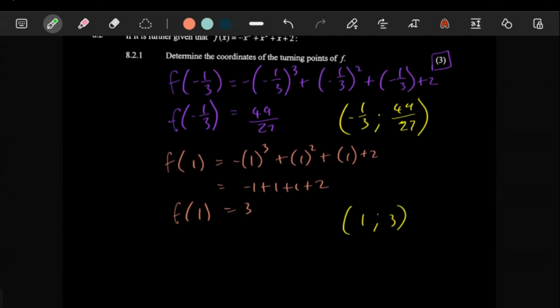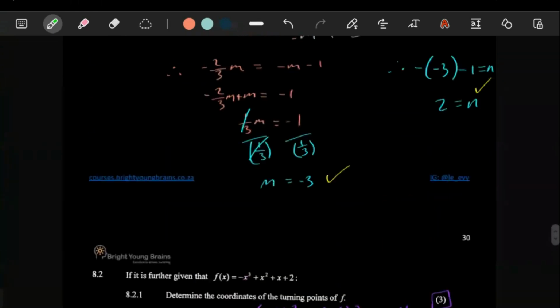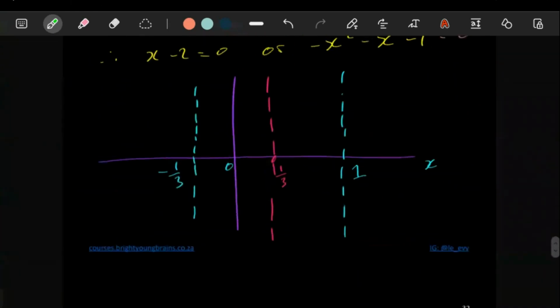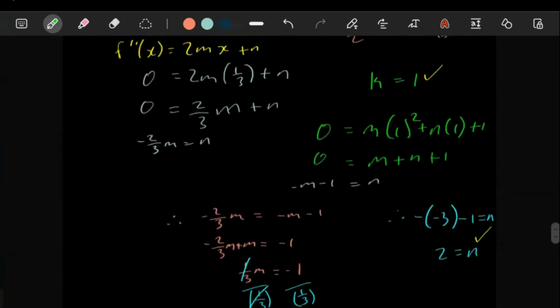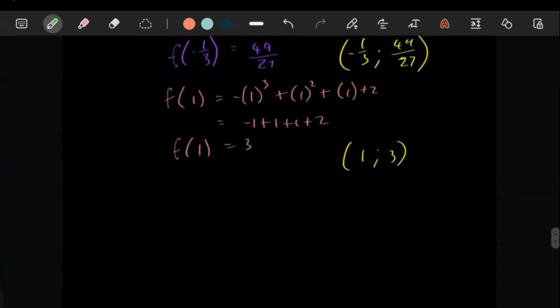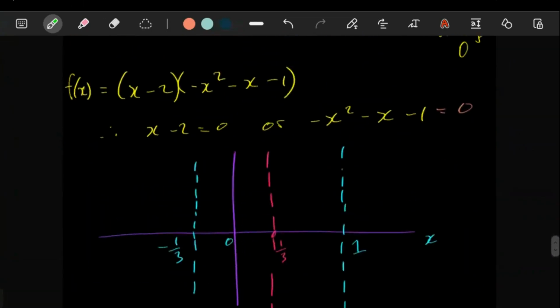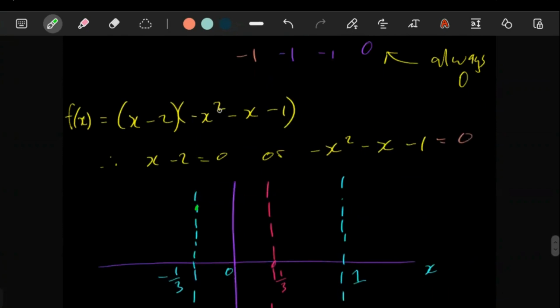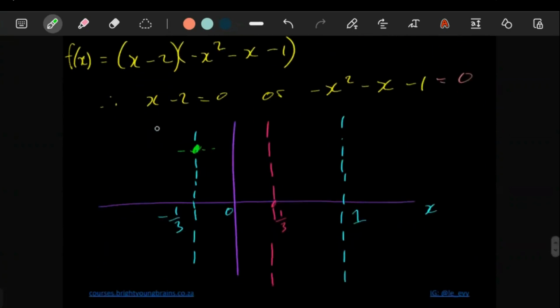49/27, that's like 1.8. Yeah, positive 1.8 for the one with negative a third. Let's put it over here. See, this is where the y value of the turning point is going to be. And then let's just label that coordinate.